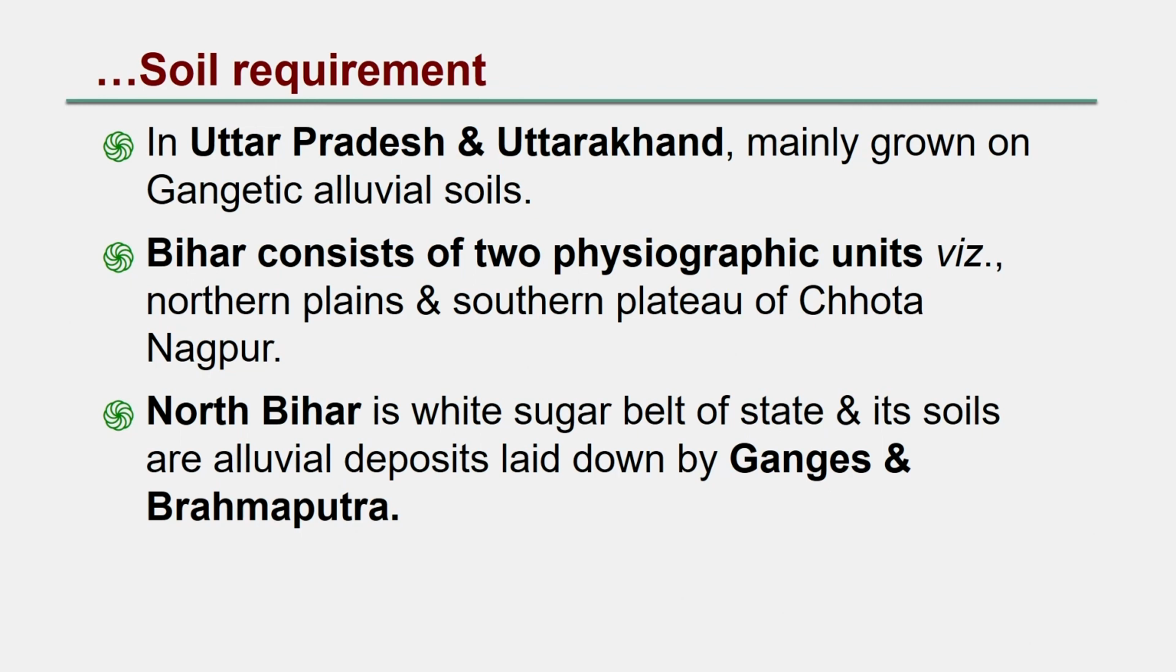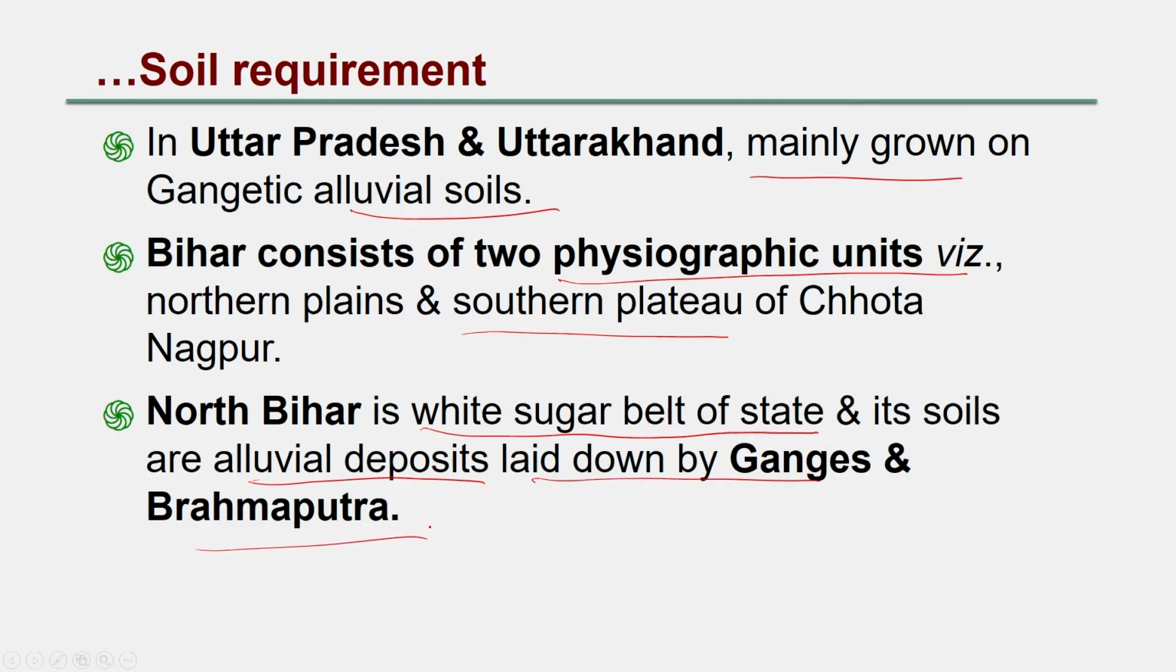In Uttar Pradesh and Uttarakhand, it is mainly grown in Gangetic alluvial soils. In Bihar, Bihar consists of two physiographic units, Northern Plains and Southern Plateau of Chota Nagpur. North Bihar is white sugar belt of state and its soils are alluvial deposits laid down by Ganges and Brahmaputra rivers. So, sugarcane in Bihar is mostly grown in northern parts.